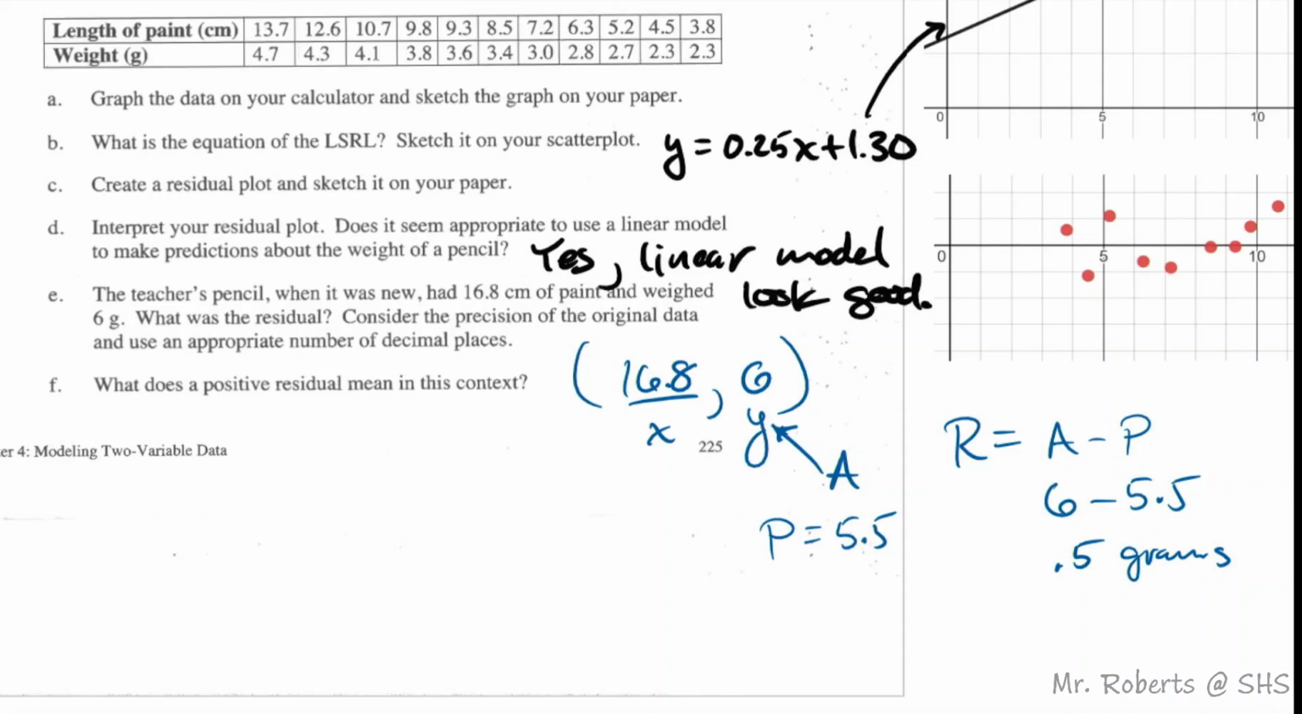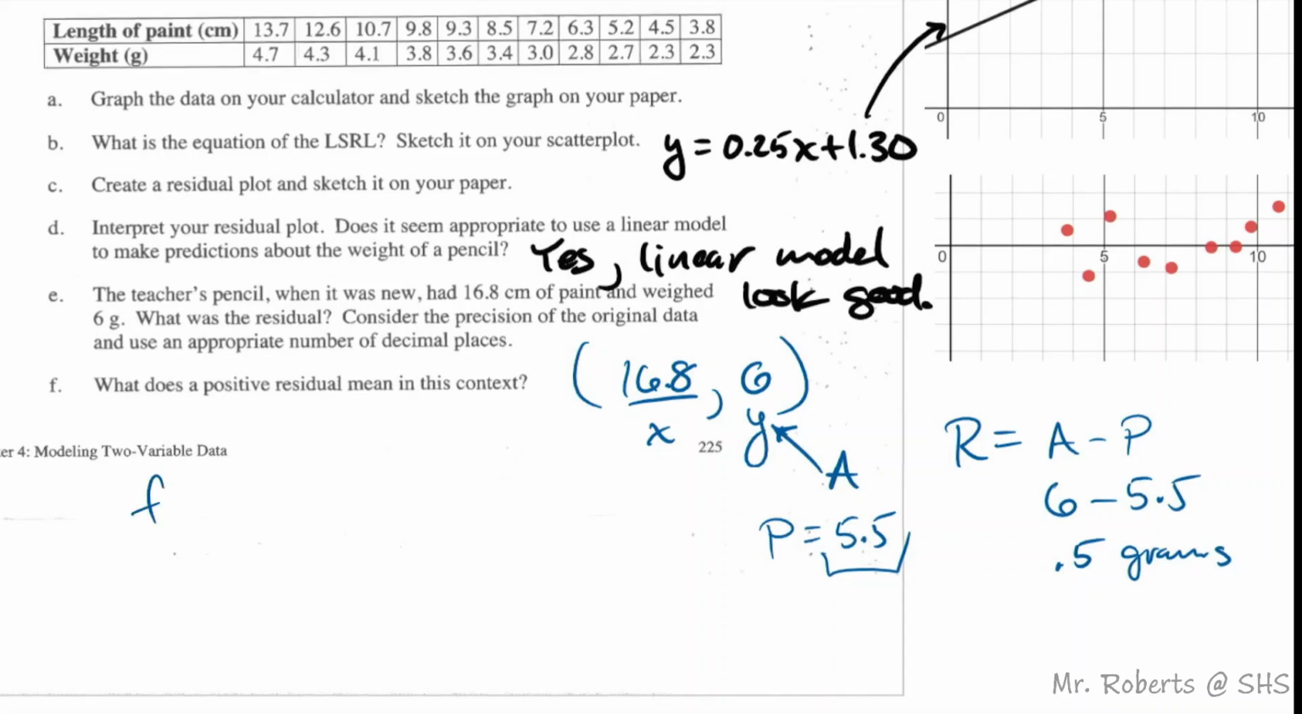Oh my goodness. So I think that what we're doing is we're using the length of the pencil to predict the weight of the pencil. So I think if I've got a positive residual, that means that the pencil is heavier than expected. I think that's what it is, right? Because right now the model was saying my pencil should have weighed 5.5, but it was 6. So if I have a positive residual, that means my pencil weighs more than it was predicted to weigh.